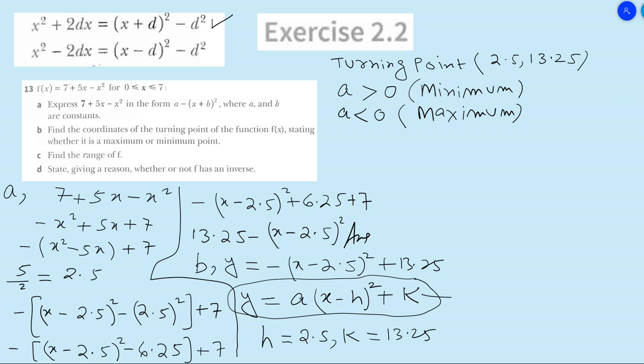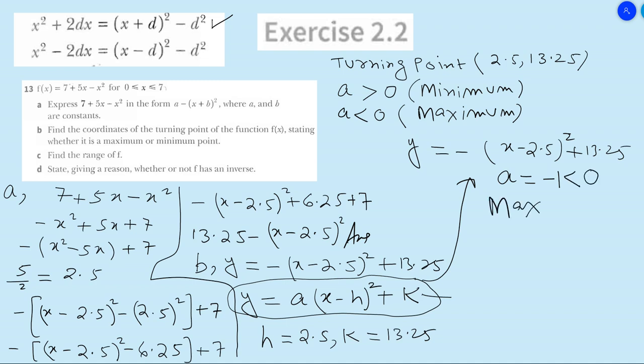So our answer is y equals minus (x minus 2.5) whole square plus 13.25. If you compare this with the general equation, you can see the value of a is negative 1. Negative 1 means less than 0. Hence, the function is maximum. So this turning point at 2.5 is a maximum point because the value of a is negative. I hope you completely understand this part B. Very important part. Now come to part C.